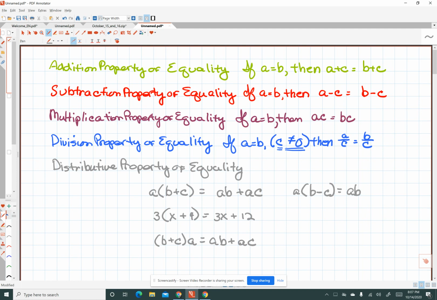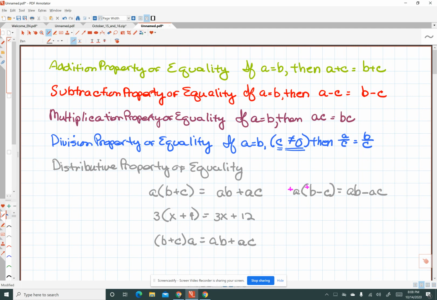Now, remember, this as an invisible positive sign. The B has an invisible positive sign. So that will be the same color as before. Okay, A times the quantity of B minus C equals AB minus AC.